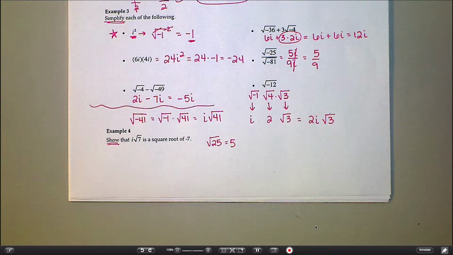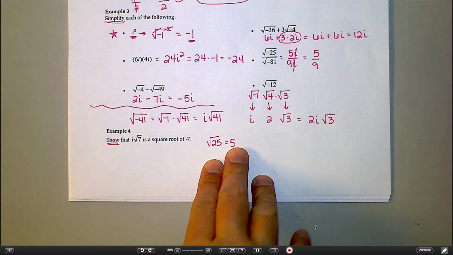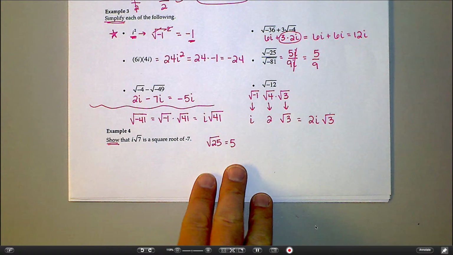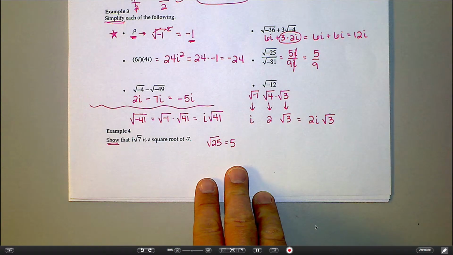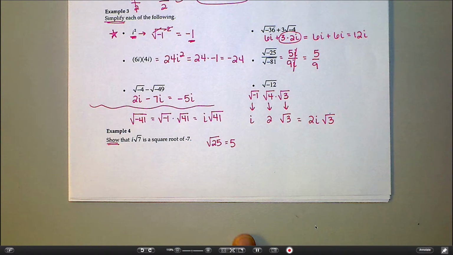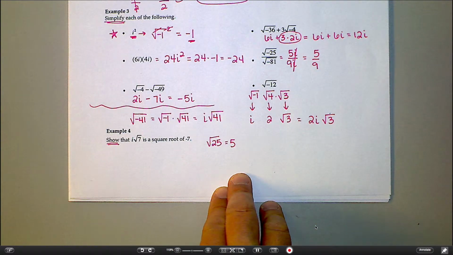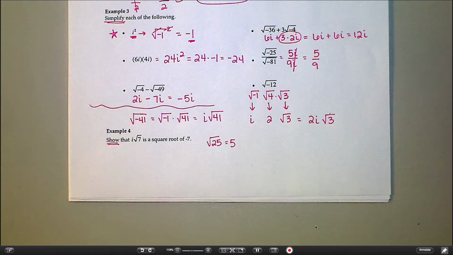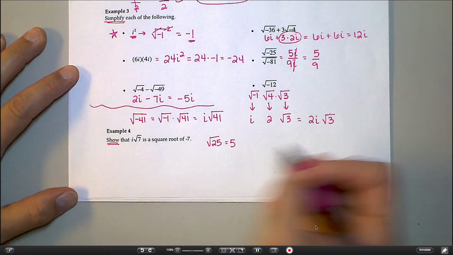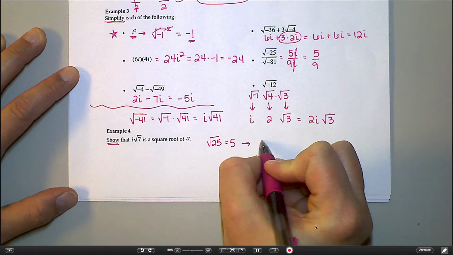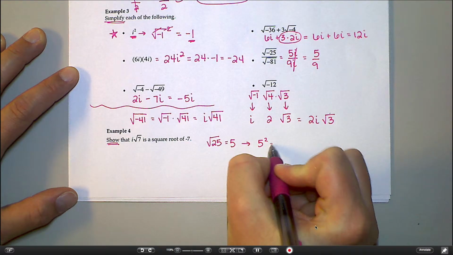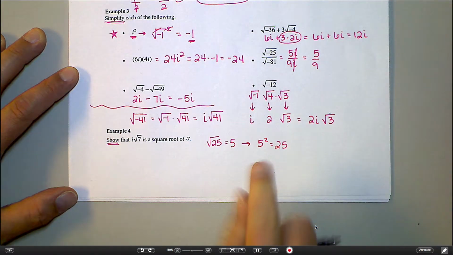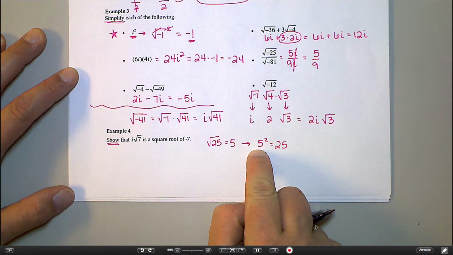I could just say, if I was a bad teacher, well, the square root of 25 is 5, because when you put it in your calculator, it gives you 5 as an answer. But that doesn't really explain to you why. Why is the 5 equal to the square root of 25? Andrew? Because 5 squared equals 25. There we go. That's what I would do to convince you. If you take 5 and square it, you get 25. A square root is the inverse of a square.